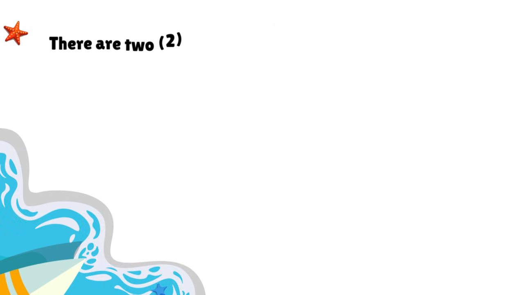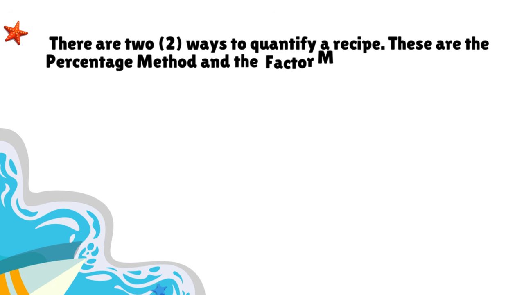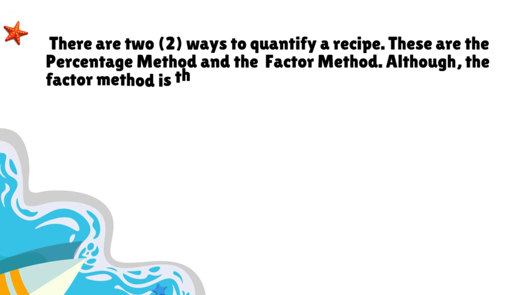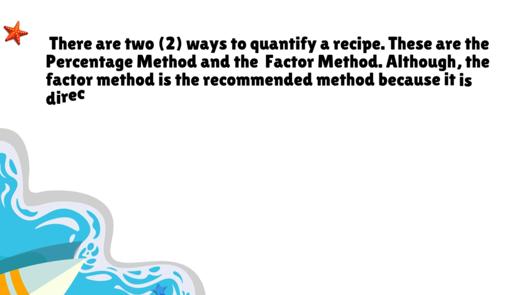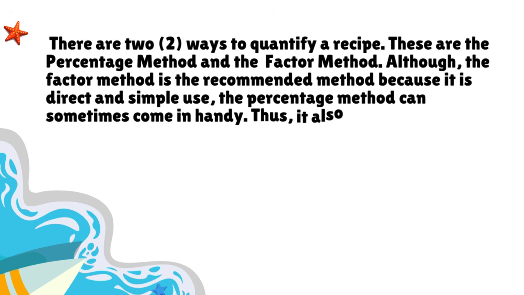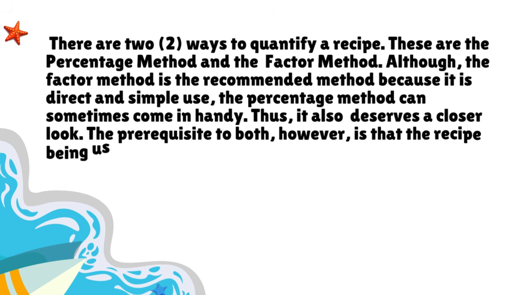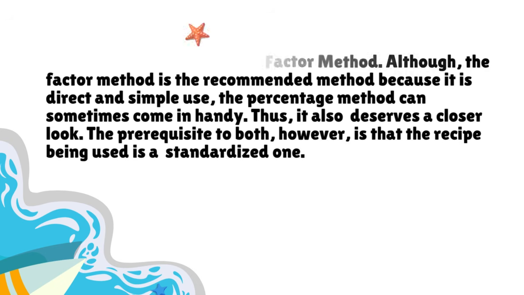There are two ways to quantify a recipe. These are the percentage method and the factor method. Although the factor method is the recommended method because it is direct and simple to use, the percentage method can sometimes come in handy. Thus, it also deserves a closer look. The prerequisite to both, however, is that the recipe being used is a standardized one.